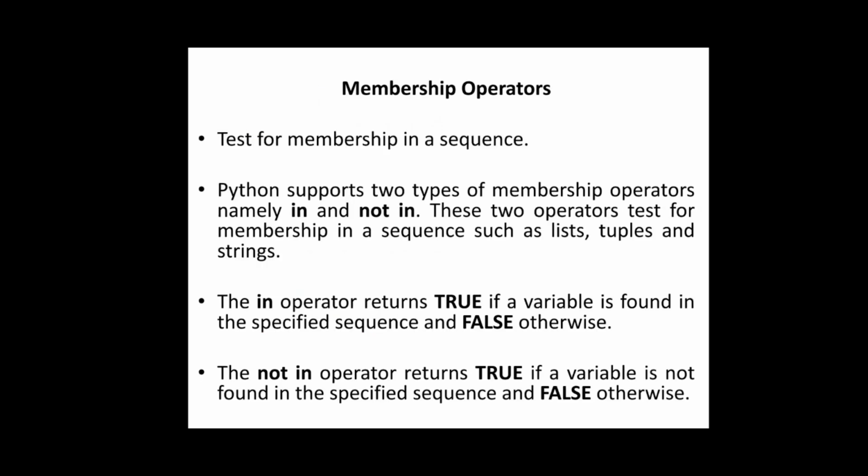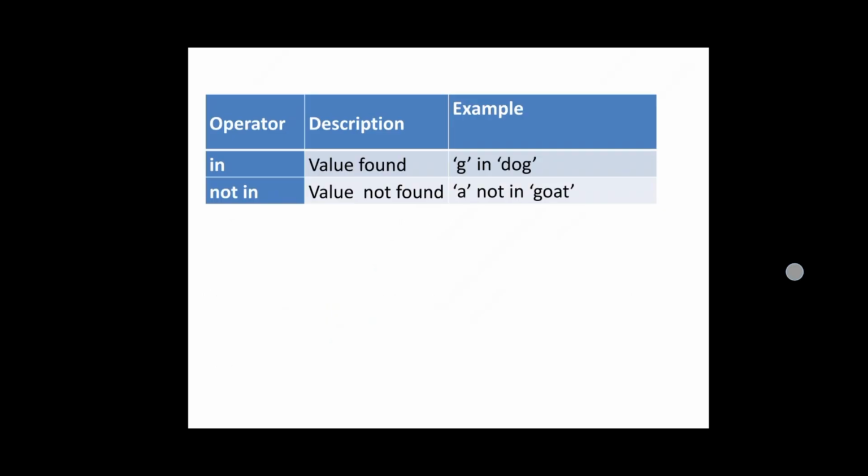Membership operators. Test for membership in a sequence. Python supports two types of membership operators, namely in and not in. These two operators test for membership in a sequence such as lists, tuples, and strings. The in operator returns true if a variable is found in the specified sequence and false otherwise. The not in operator returns true if a variable is not found in the specified sequence and false otherwise. Take one example. Operator is in, description is value found. Example, g in dog. Not in, description value not found. Example, a not in goat.